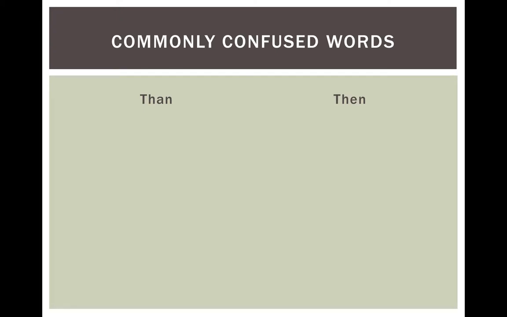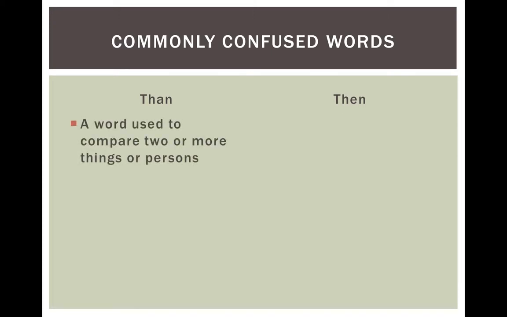Alright, another couple of common ones. Let's think about than and then. Our first one, than with an A, is a word used to compare two or more things or persons. It shows up as part of comparisons. So, I have more ties than you do. I've got a bigger tie collection to go with my suits. That word than is showing up between the two items in my comparison, between me and you.